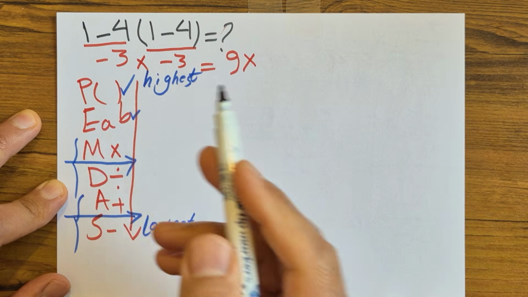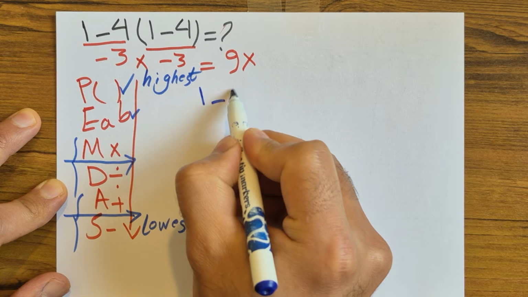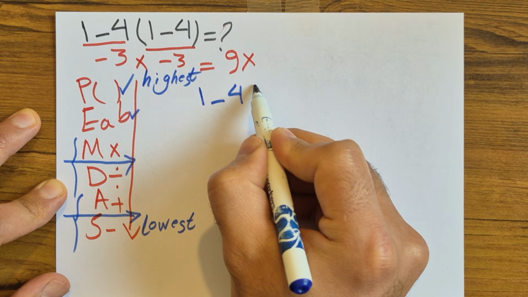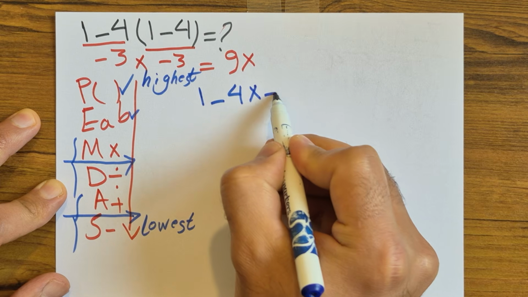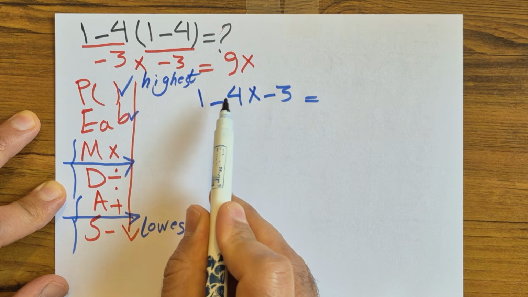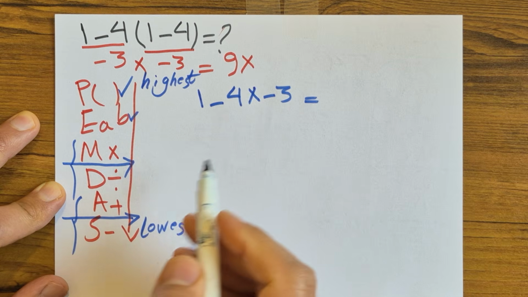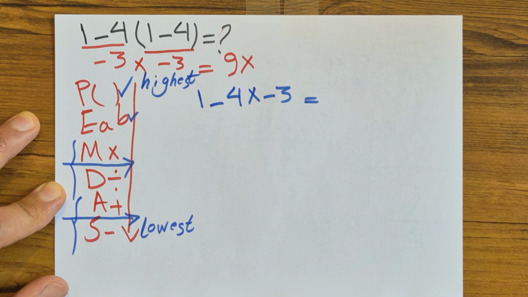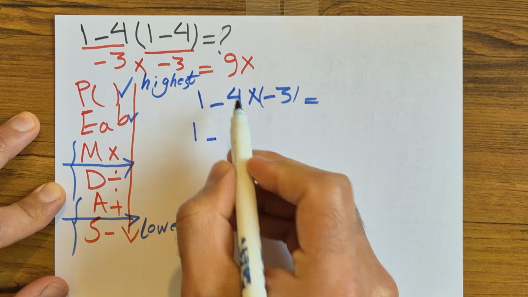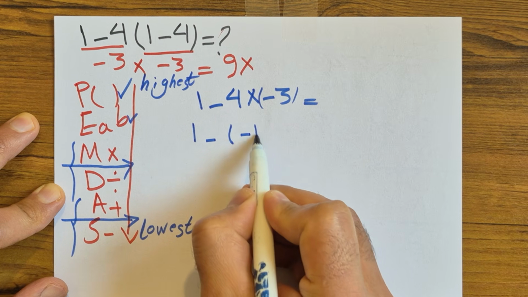Do we have any parentheses? Yes, we do. So let's do the parentheses here. So 1 minus 4 times what? 1 minus 4 gives us minus 3, right? So times minus 3. Now we have subtraction and then 1 multiplication. According to PEMDAS, multiplication has a higher priority than subtraction. So let's now do this multiplication at first. So 1 minus 4 times minus 3 gives us minus 12, right?